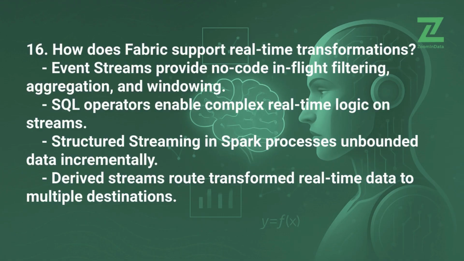16. How does Fabric support real-time transformations? Event streams provide no-code in-flight filtering, aggregation, and windowing. SQL operators enable complex real-time logic on streams. Structured streaming in Spark processes unbounded data incrementally. Derived streams route transformed real-time data to multiple destinations.